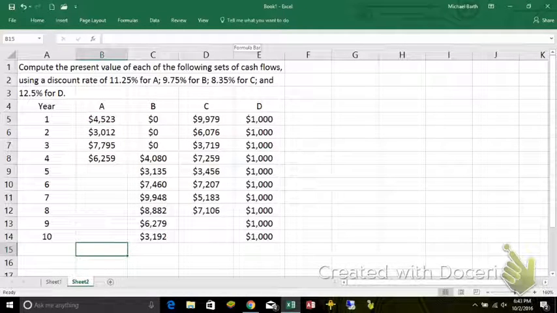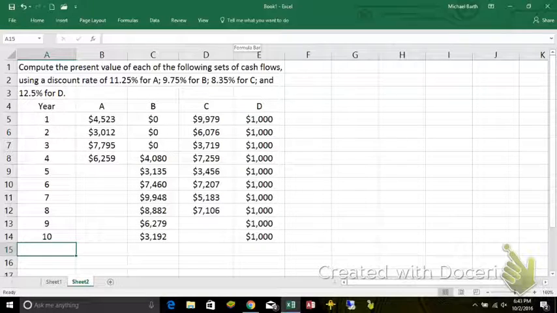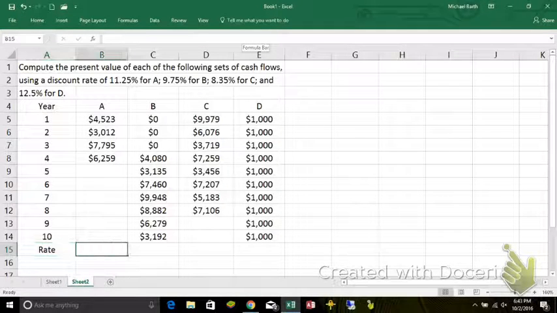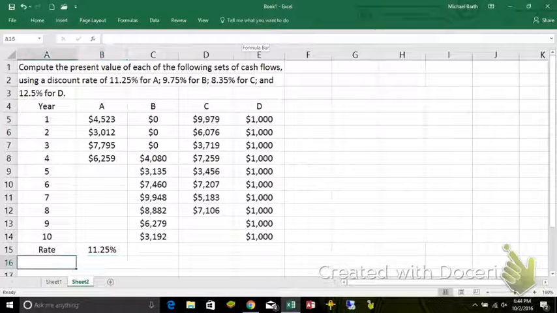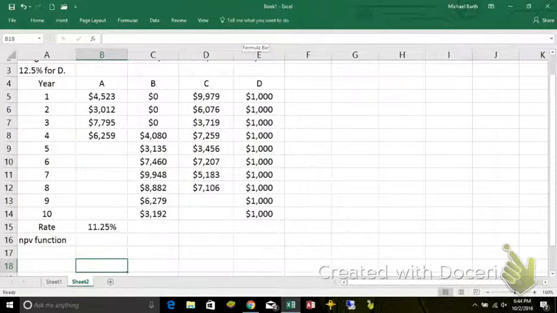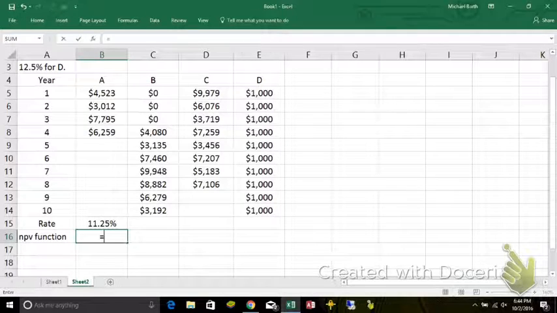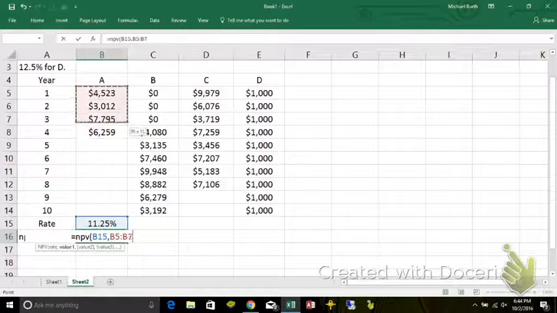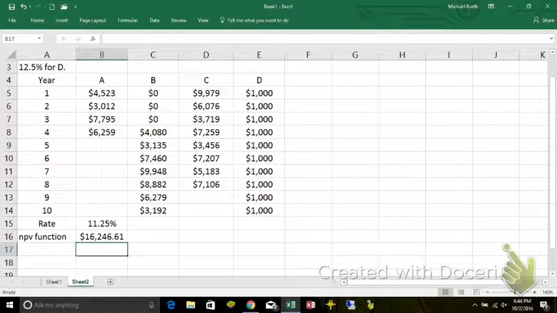All right, so the easiest way to do these is to use the NPV function. NPV stands for present value of uneven cash flows. You need the cash flows, you need a discount rate. Okay, and for Plan A, it's 11.25%. So the NPV function equals NPV, open parens, cover up the interest rate, and cover up the cash flows. And it's that simple.